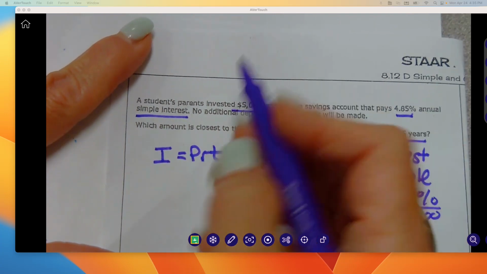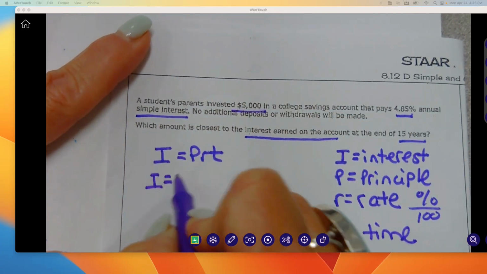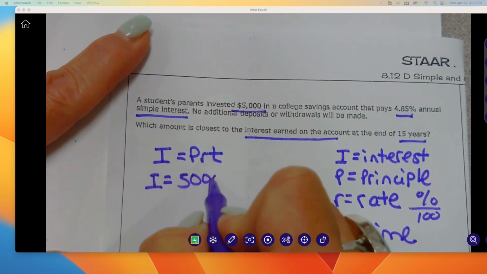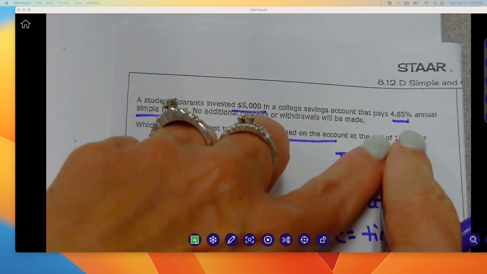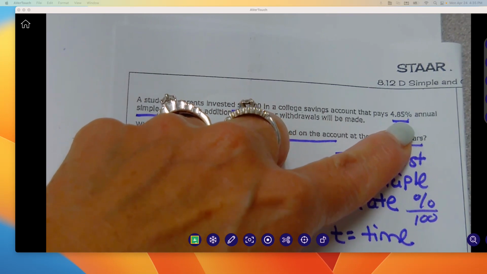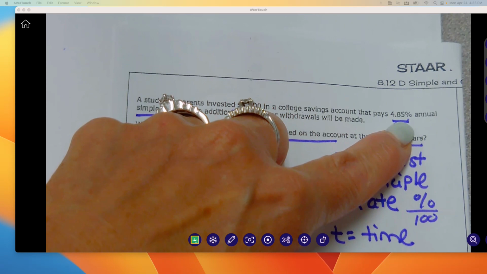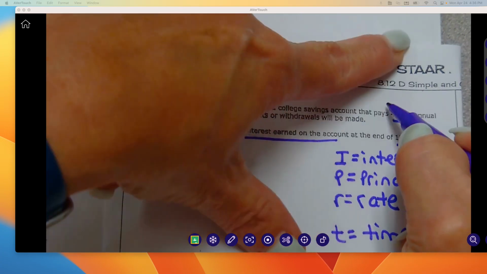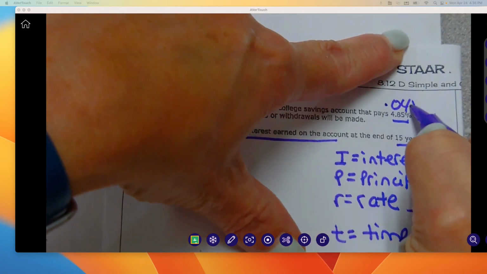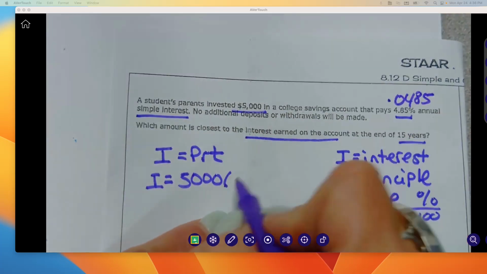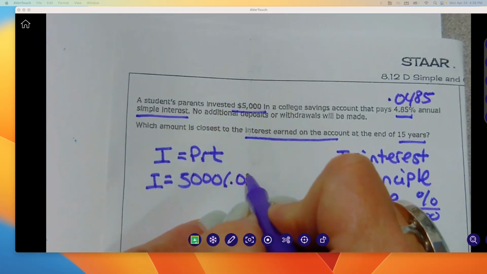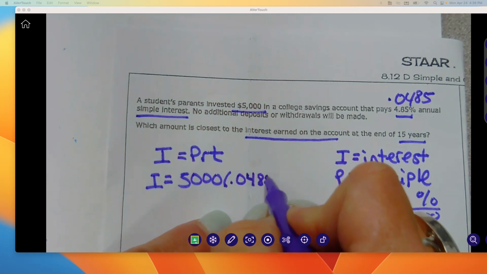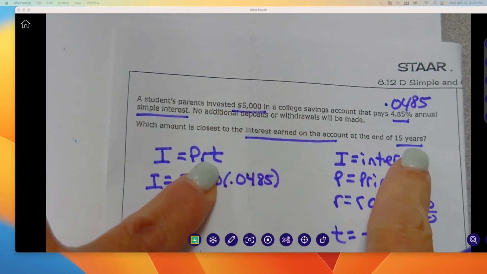So that's our principal. So we have I is equal to, the principal is 5,000. The rate is 4.85%. So what I'm going to do is come over here to Desmos and put in 4.85 and divide by 100, because remember, we always divide a percent by 100. So I'm going to get 0.0485. So that is my rate. So I'm going to plug it in here, 0.0485, and my time is 15.